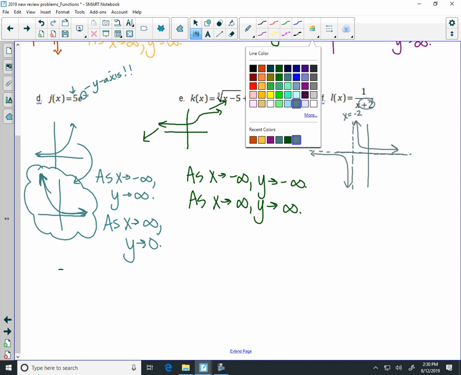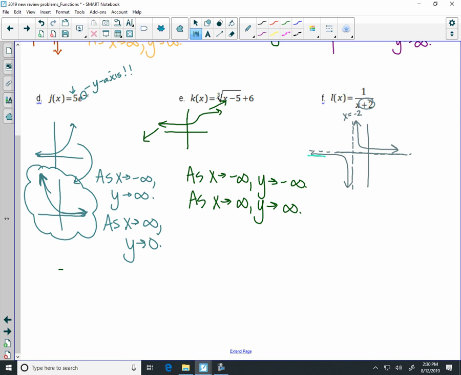So both in the positive direction and in the negative direction, we're evening out to 0. So as x approaches negative infinity, y approaches 0, that horizontal asymptote. As x approaches positive infinity, y approaches 0. You want to look for those horizontal asymptotes. Horizontal asymptotes, by definition, go with end behavior.